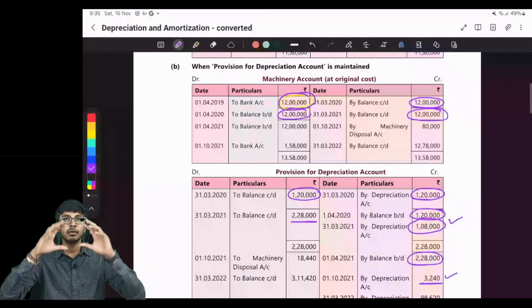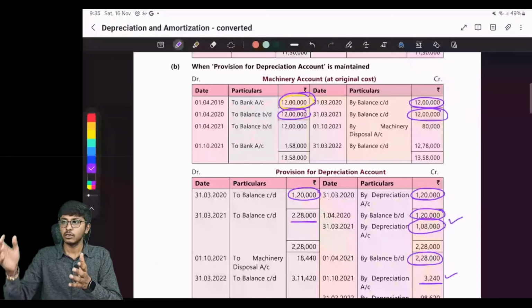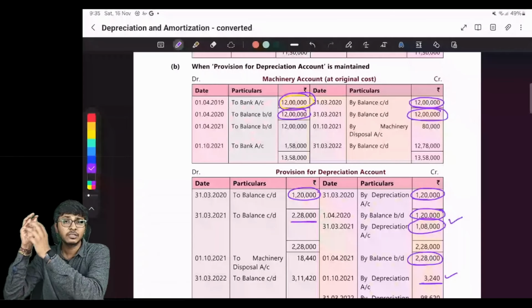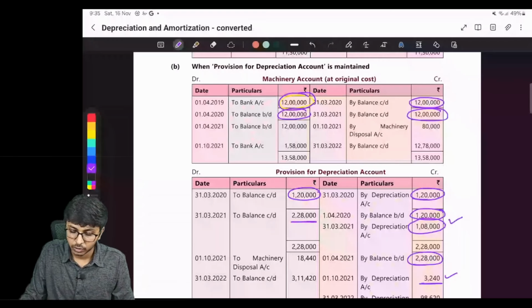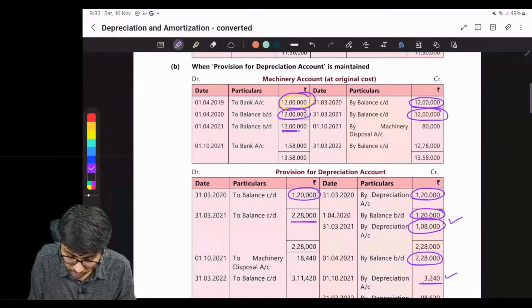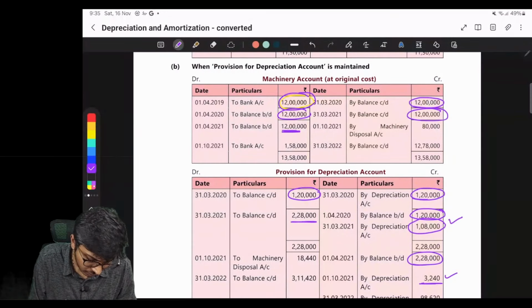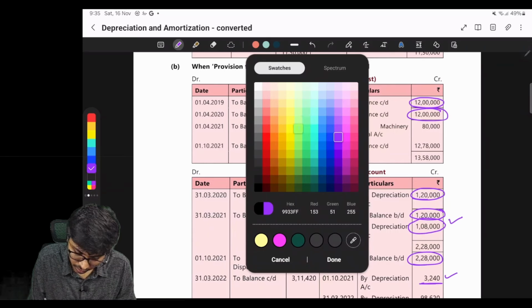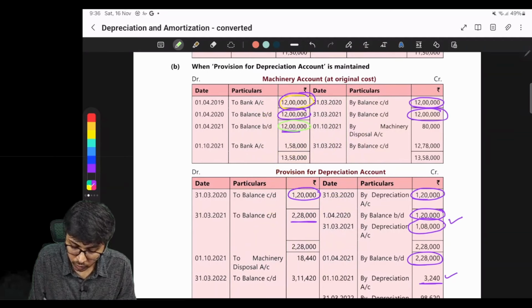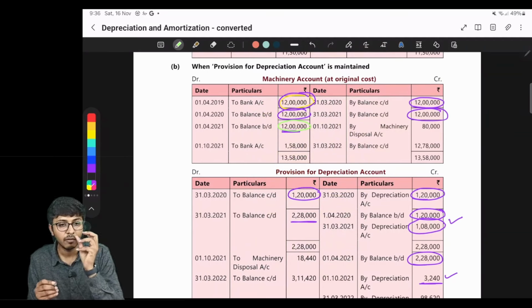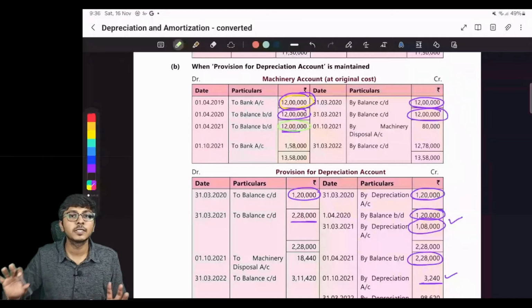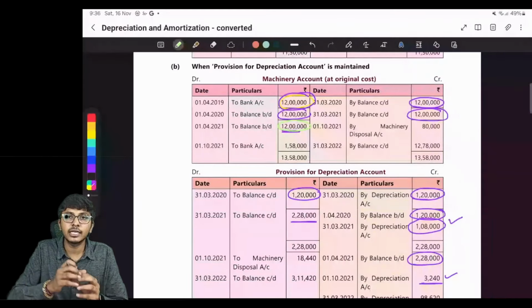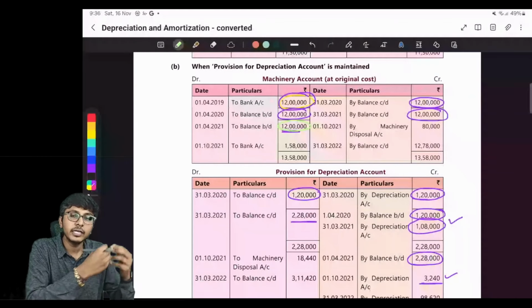Very easy. Machinery account is there, the total value of machines, all machines are sitting there. You transfer only that machine which is sold to machinery disposal account. Now just see, in this balance brought down, we'll take a separate color, this green. In this 12 lakhs, we have the value of the asset which is 80,000. That 80,000, send it off to disposal account. Remove it from this machinery account and send it to disposal account. We are disposing it off.